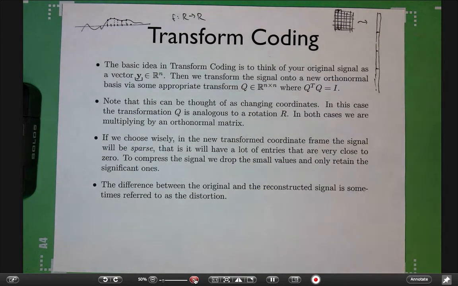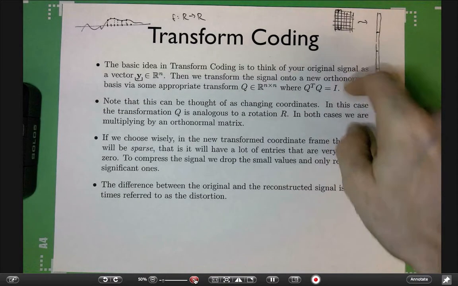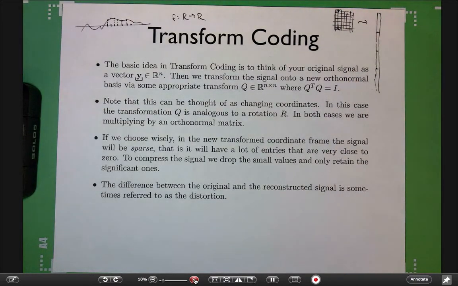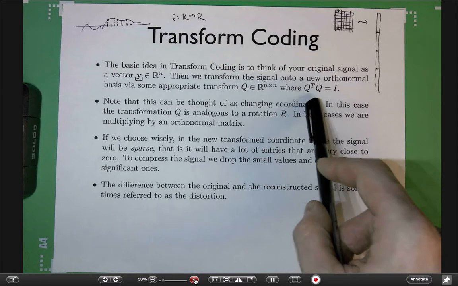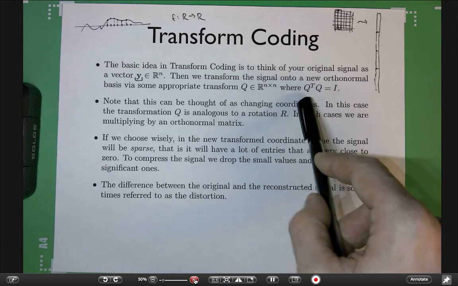Of course, if I want to transmit it, I just transmit the vector as it is. But sometimes I want to apply data compression. And transform coding is exactly a type of lossy data compression which leverages the property of orthonormal matrices, specifically the property that the inverse is just the transpose.